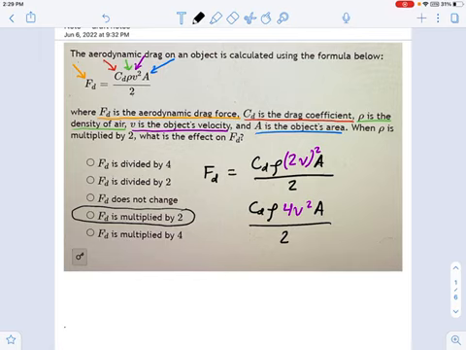So depending on which one of those variables gets doubled or cut in half, those are going to have some interesting effects on the amount of force that's contacting that object from the air drag.